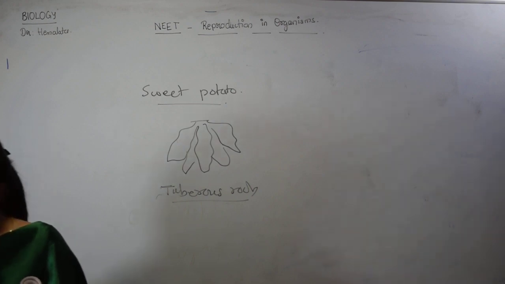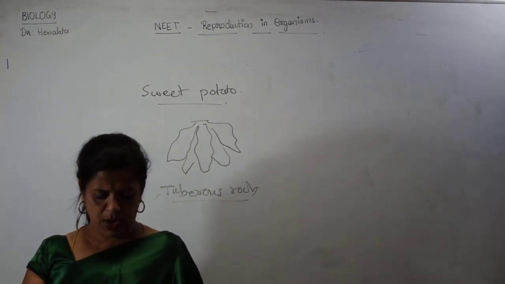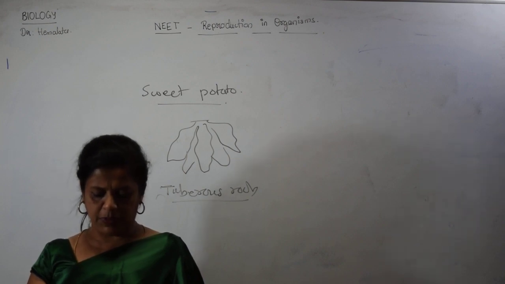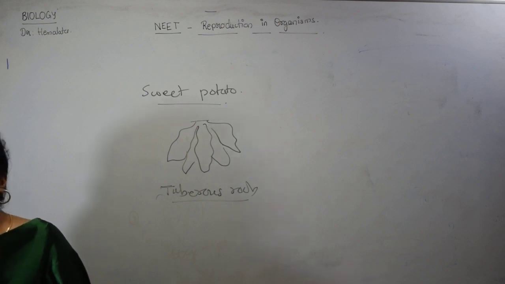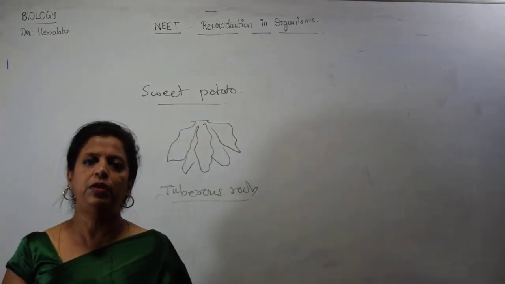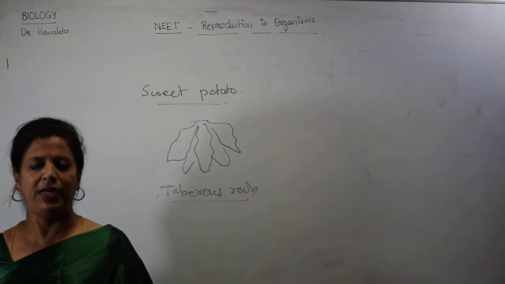Statements 1 and 2 are correct, but statement 2 is not the correct explanation for statement 1. Statement 1 is totally different, statement 2 is totally different. Therefore, both statements are correct, but it is not the right explanation for the first one. It is the right option.